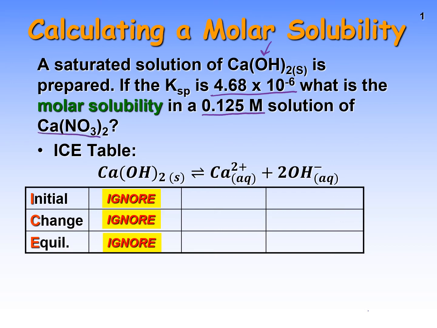Now, one of the common mistakes students make is they try to do an equilibrium of calcium nitrate. This guy is 100% soluble. There is no equilibrium here. It breaks down 100% into calcium 2 plus and 2 NO3 minus. This is due to the solubility rules that you should have some idea about.